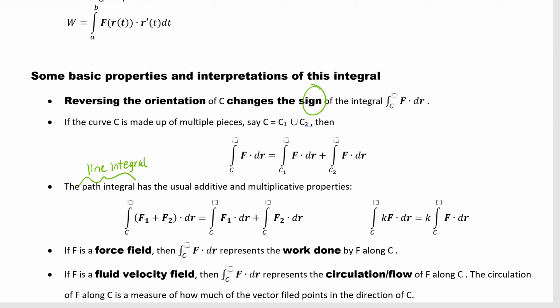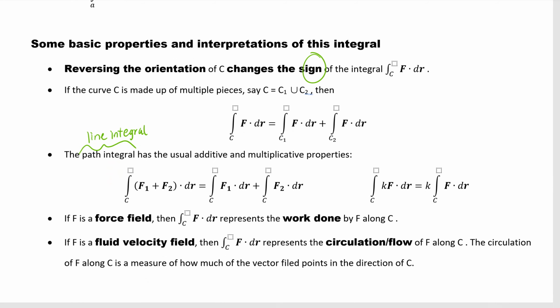Okay, if F is a force field, then the path integral represents work done by F along the path C. If F is a fluid velocity field, then the path integral represents the circulation or flow of the fluid along the path C. The circulation of F along C is a measure of how much of the vector field points in the direction of C. Okay, so this is very important. Later on, we will talk about flux. Okay, so I will do a comparison later.